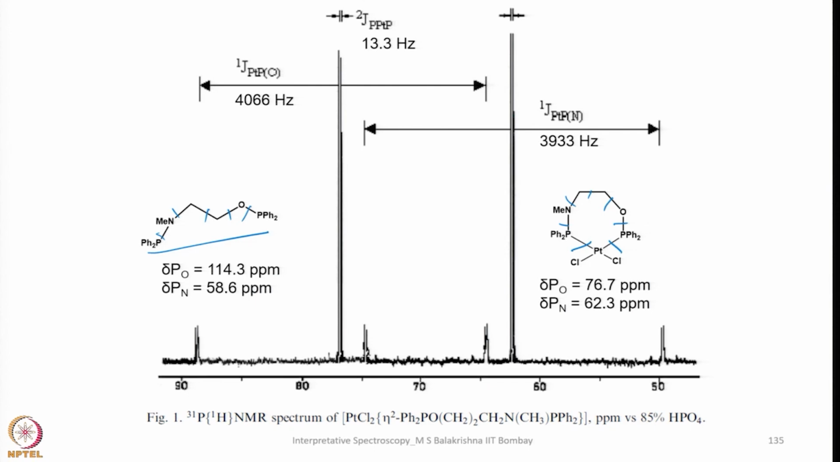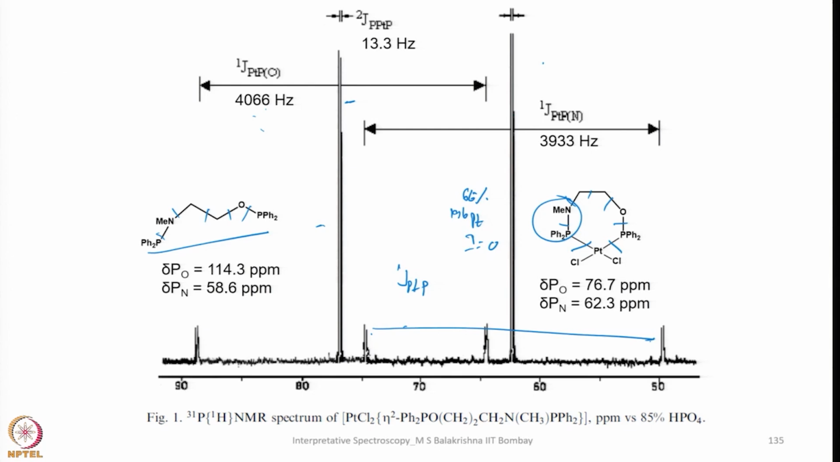I have shown here, you can see, the PN bound one is shown here, and this is for the PO bound one. They are also showing the satellites as expected, because whatever the major doublet is there, this is for the 66% of platinum that is not 195Pt, I equals 0, and then the corresponding satellites are here and here. This coupling is 1J Pt-P coupling, 3933 Hertz, and in the case of PO it is 4066 Hertz, and then the PP coupling is 13.3 Hertz here.